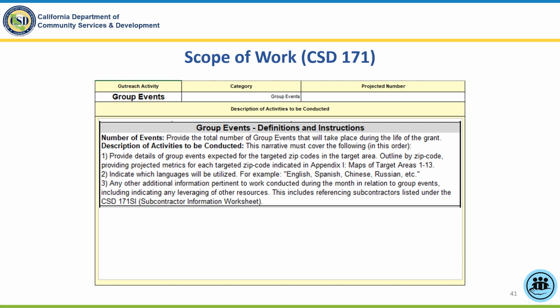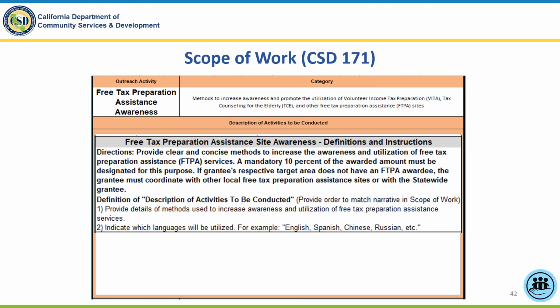Now let's move on to free tax preparation assistance, education, and outreach. New for 2019, grantees must allot 10% of award funding to increase awareness of local free tax preparation assistance services. If the education and outreach grantee's respective target area does not have a county-level free tax preparation assistance awardee, then the grantee must allot the 10% of the award funding to coordinate with other local free tax preparation assistance sites or with a statewide free tax preparation assistance grantee.